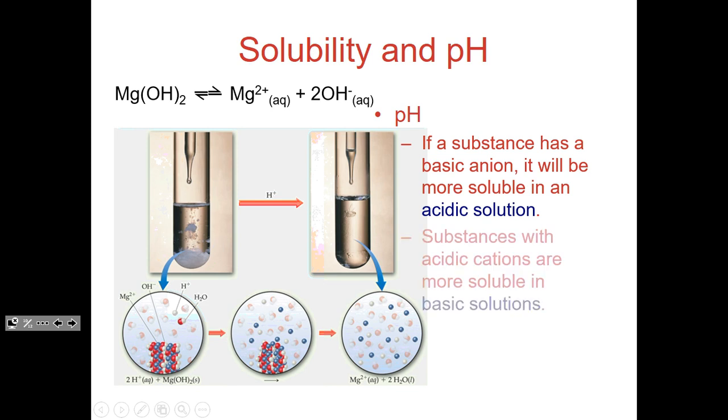So that's going to shift equilibrium to the right, making the magnesium hydroxide more soluble. So in a basic anion situation like this one, it's going to be more soluble in an acidic solution and less soluble in a basic solution.